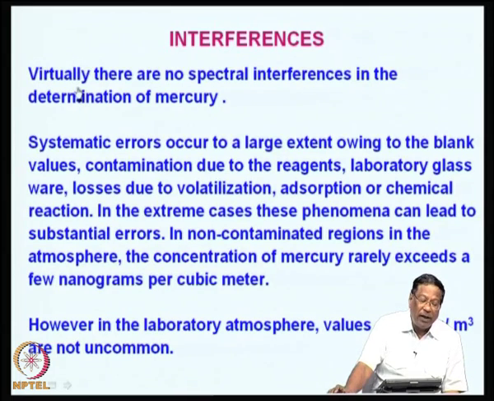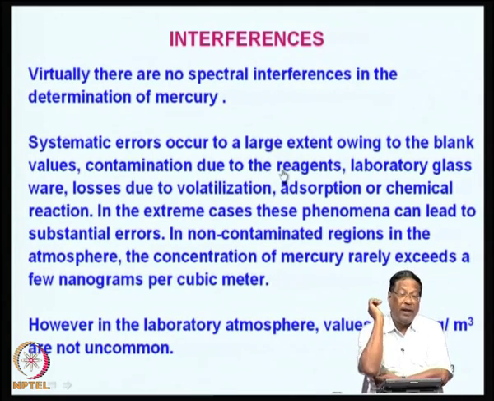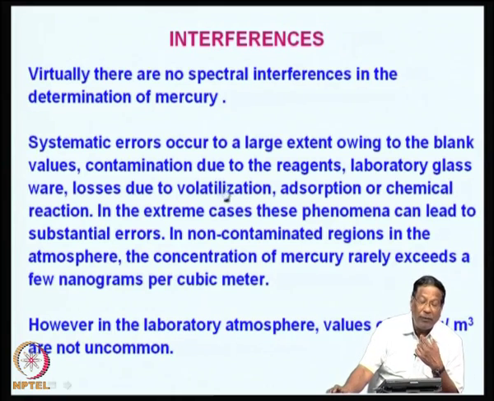But technically speaking, virtually there are no spectral interferences in the determination of mercury, because none of the spectral lines match with that of mercury. Systematic errors do occur to a large extent owing to the blank values, contamination due to the reagent, laboratory glass where they can get contaminated and give you a signal even if the mercury is not there, because if they are contaminated you can do nothing. Losses due to volatilization, adsorption or chemical reaction can occur.